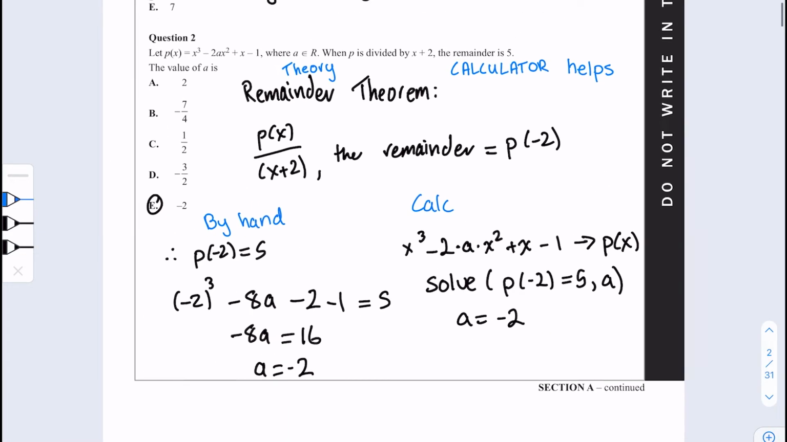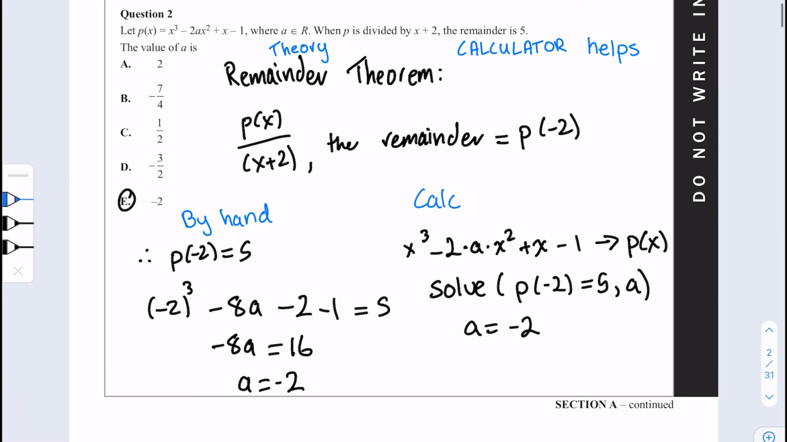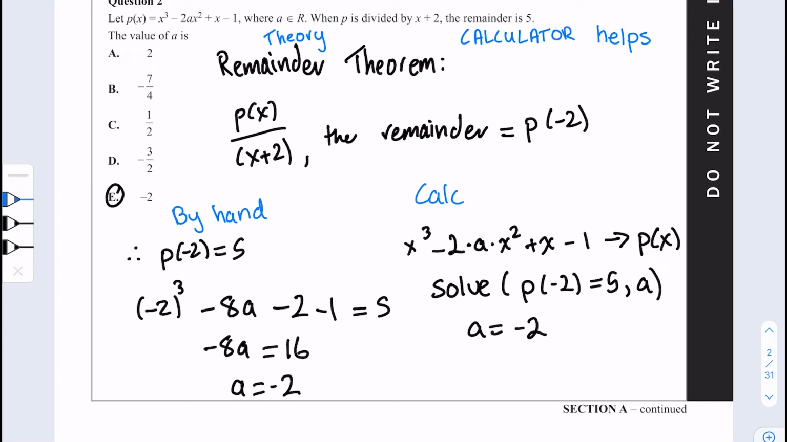Question 2. This is a classic remainder theorem question. If you don't know the remainder theorem, it's too complicated to do a proof for why it works in here. It'll take too long, so if you want a proof, you can look that up. But otherwise, you just need to know that the remainder theorem is just p of x over the expression it's being divided by, which here is x plus 2. The remainder is going to be equal to that function p, and then you plug in the negative of whatever's attributed to the x.